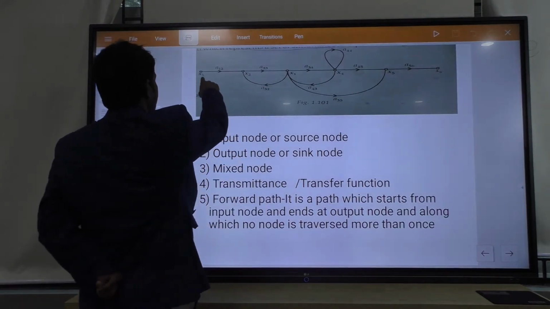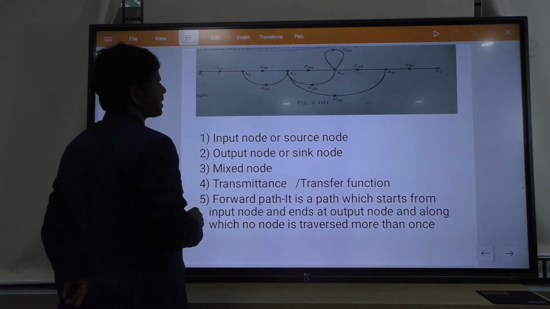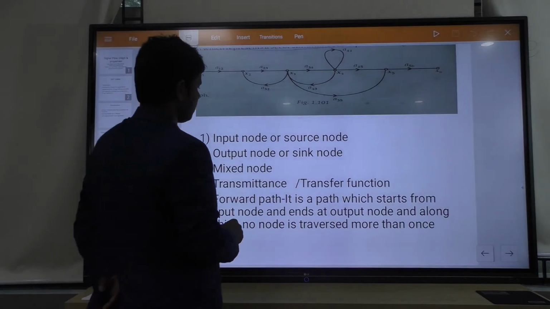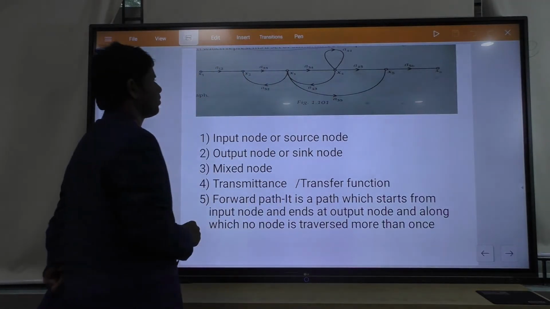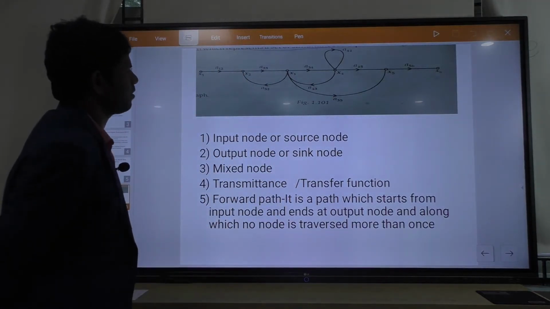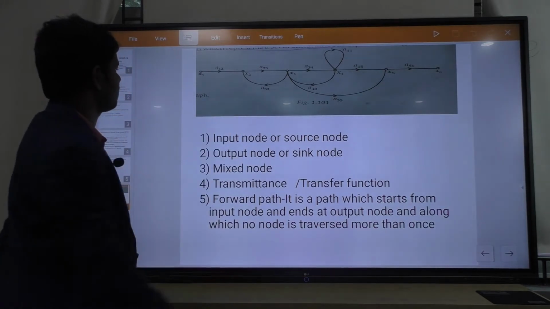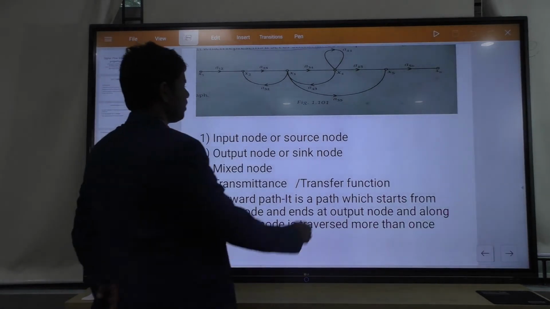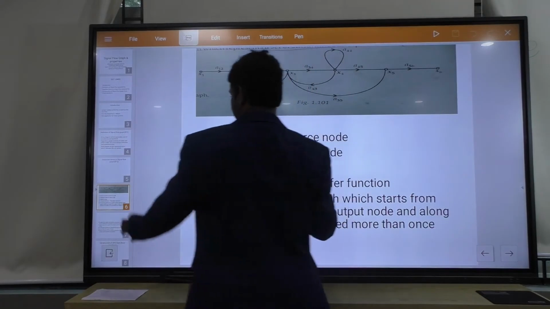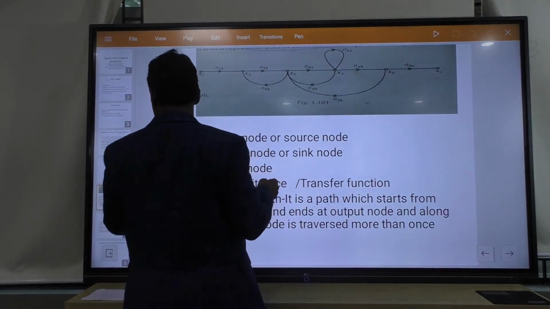So here you see x1, x2, x3, x4, x5, x6. What is the number of our nodes here? There are 6 nodes here: x1, x2, x3, x4, x5, x6. Okay. So what are the nodes here? How many nodes are here?